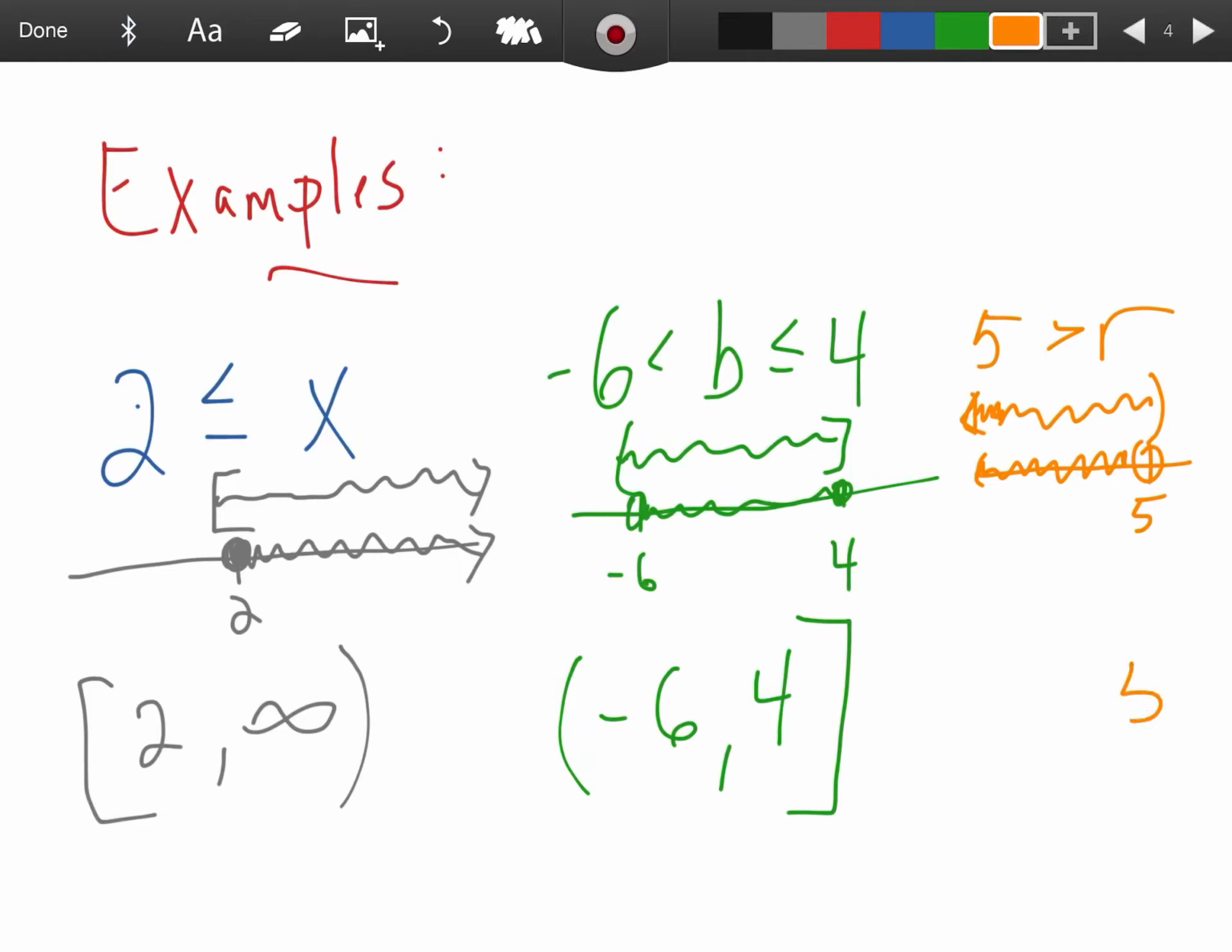So I'm going to put something comma 5, right? And what's the lowest I could go? Well, I'm not going to positive infinity, right? I'm going all the way down to negative infinity here. Always parentheses around negative infinity, and then we're not including the 5. So there's a few examples of interval notation right there.